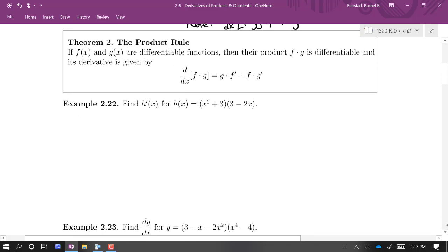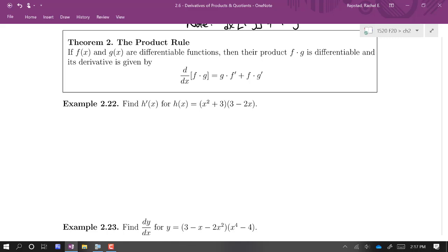The first step in using the product rule is recognizing when you've got a product. We need to use the product rule if we're multiplying two things together and they both have a variable, right? They both have the x. So here our function is h of x, it's x squared plus 3 times 3 minus 2x. This is a product.